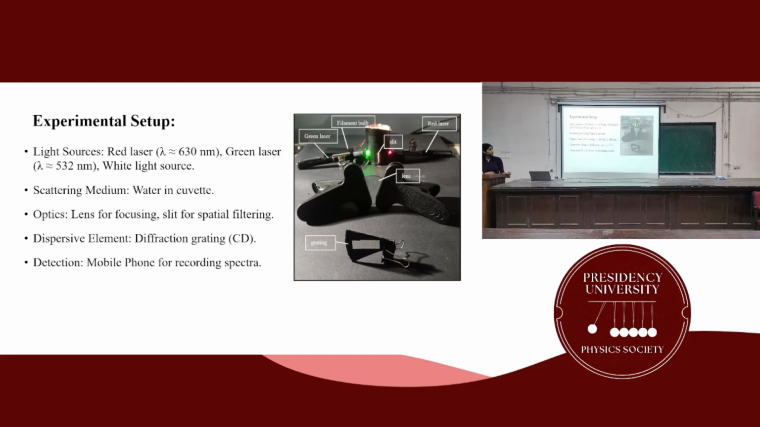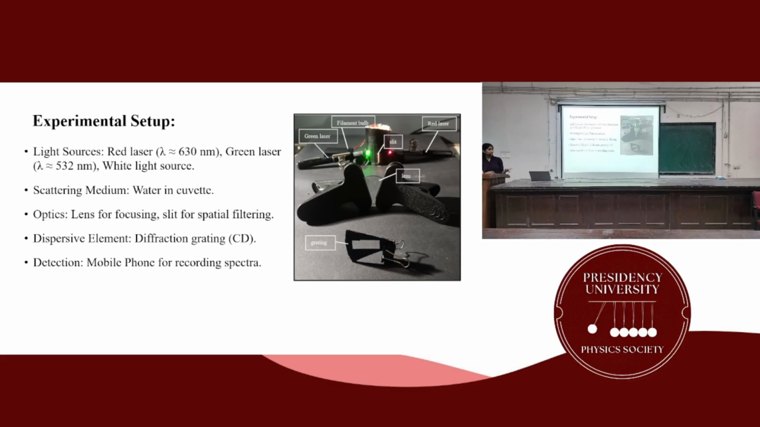So this was my experimental setup. This is a black box within which I have kept a cuvette filled with water, and I have given light from different directions for the scattering to happen. This is the lens, and this is the grating. This grating is actually a broken part of a CD. We broke it from a CD and used it as a diffraction grating. We used two different lasers, one green laser and one red laser, and a filament bulb.